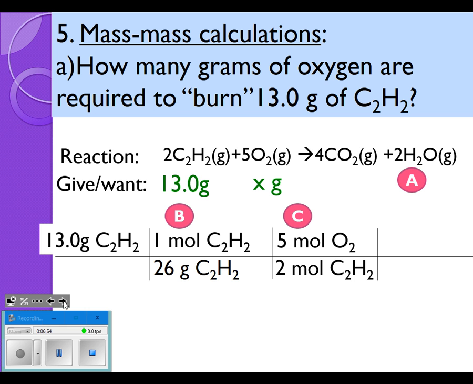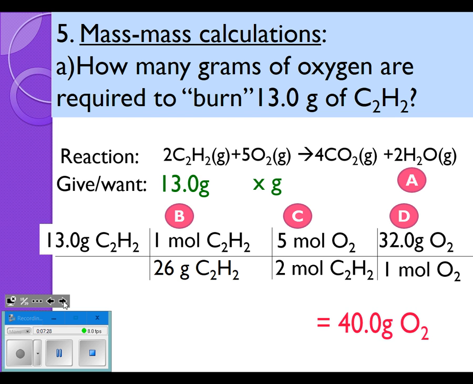That completes step C. Finally, for step D, we want to convert from moles of this second substance into whatever value we're looking for, which is grams. So we're going to multiply by the GFM. Oxygen is 16. 16 times 2 is going to give us 32. So we'll put 1 mole and 32.0 grams on top. And again, everything will cancel out nicely. Grams of C2H2, top and bottom, moles of C2H2, top and bottom, and moles of O2, top and bottom. So all we're left with is grams of oxygen. Multiply across the top, divide by the bottom, and you end up with 40.0 grams of O2.